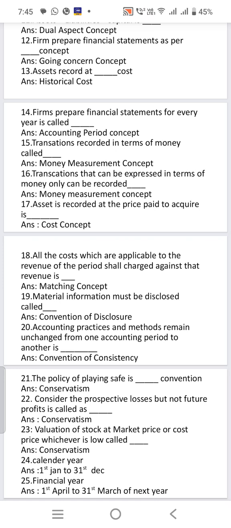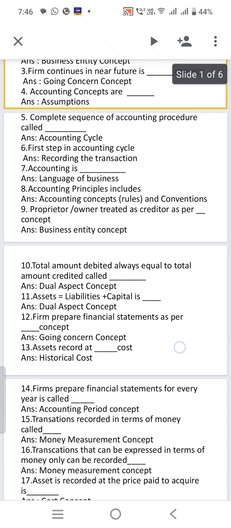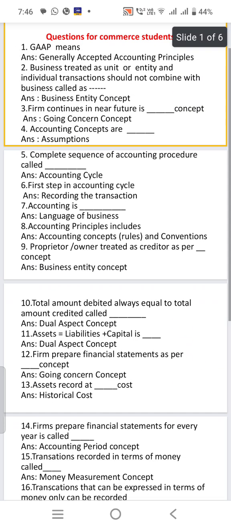What is a calendar year? Calendar year starts 1st January, ends 31st December. What is financial year? Financial year starts 1st April of the year and ends 31st March of the next year. These are the 25 questions regarding accounting concepts and accounting conventions.